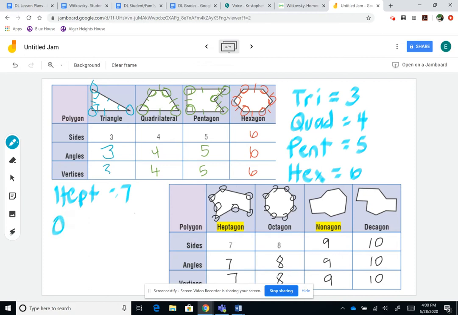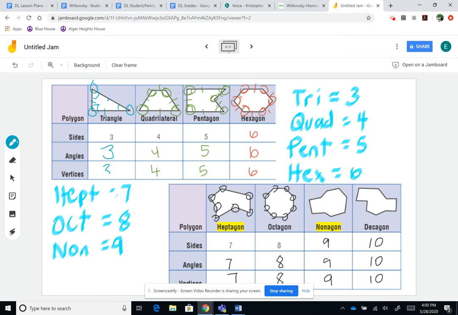Oct, O-C-T, like octopus, octopath. Isn't that a video game? Oct means 8. Non means 9. It can also mean not, so you have to use your reasoning skills and think, okay, is it talking about numbers or is it talking about something else?